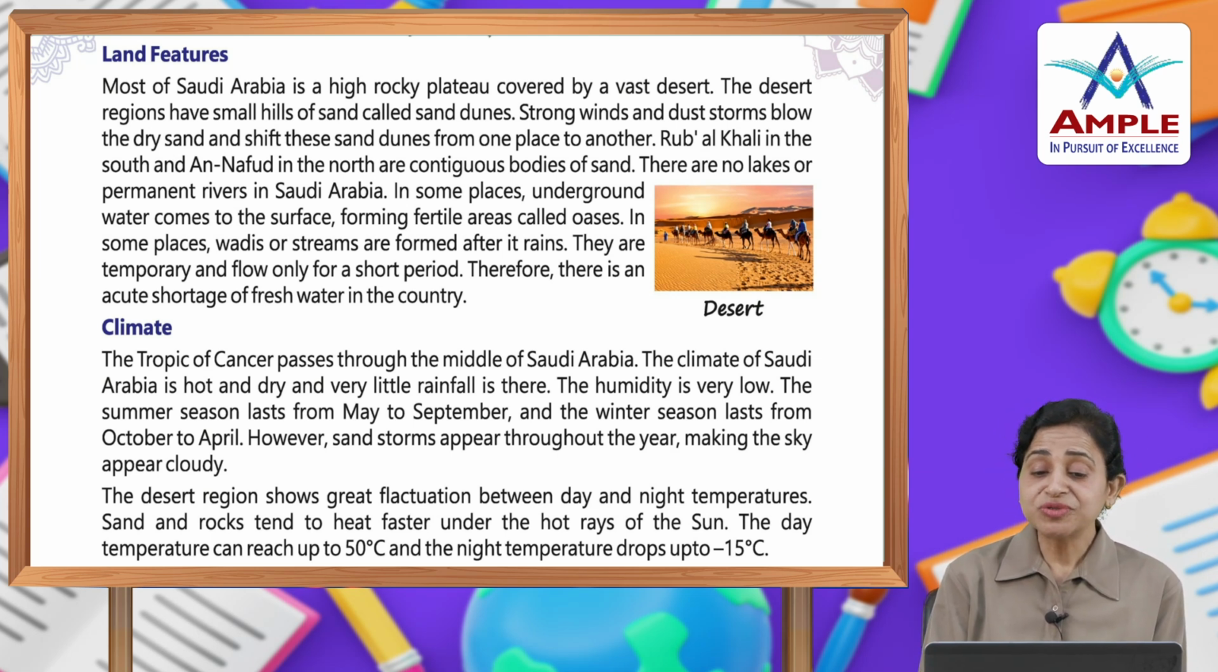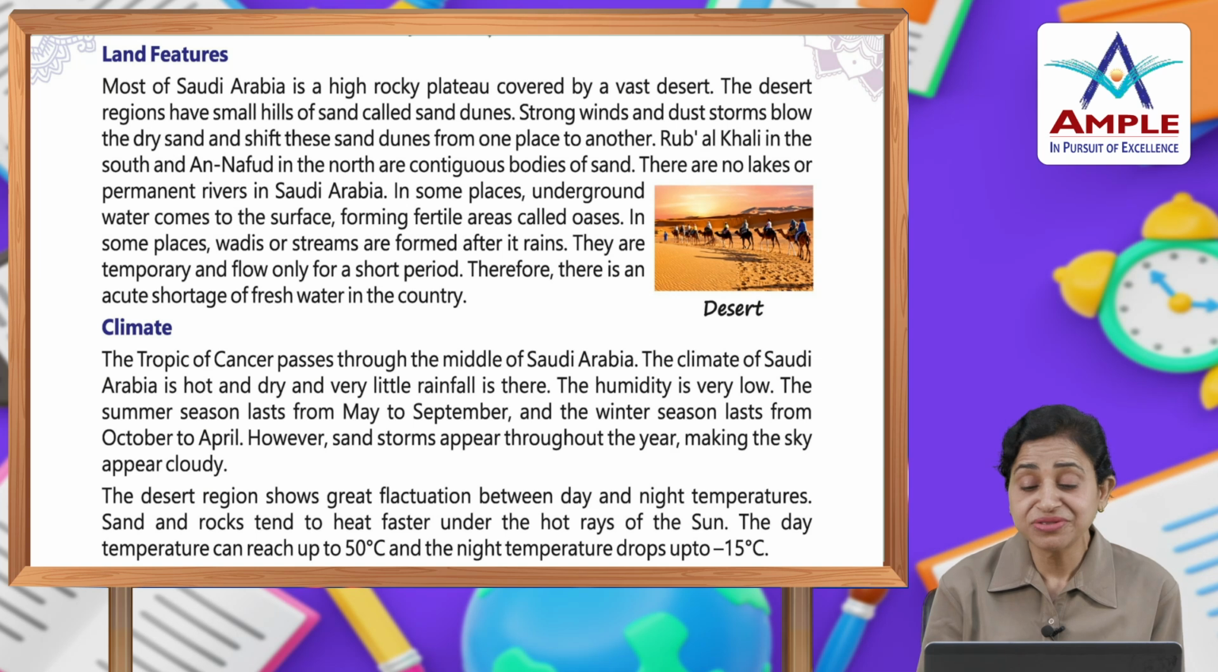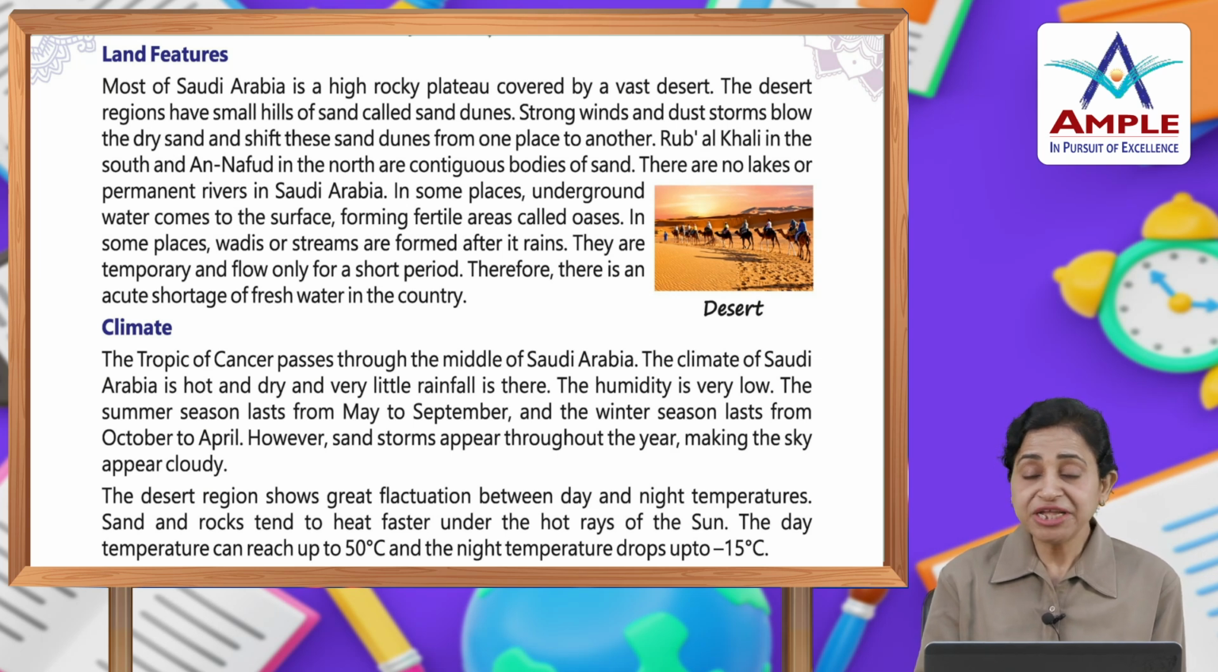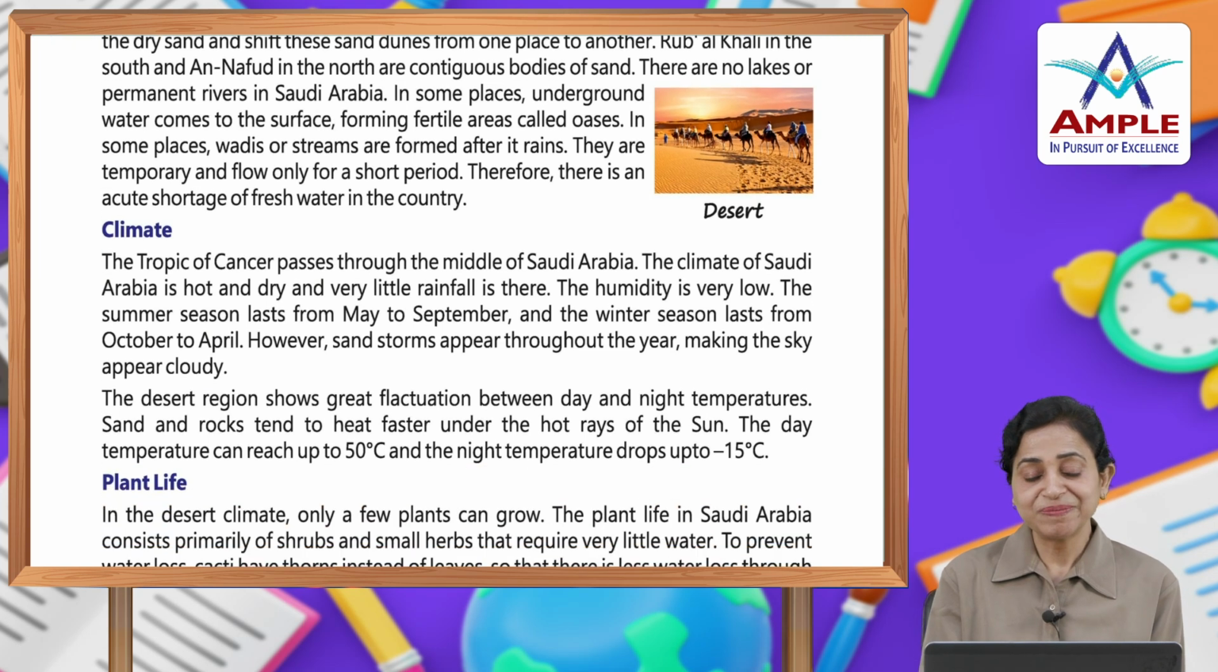However, sandstorms appear throughout the year, making the sky appear cloudy. The desert region shows great fluctuation between day and night temperatures. Sand and rocks tend to heat faster under the hot rays of the sun, and the day temperature can reach up to 50 degrees Celsius and night temperature drops up to -15 degrees Celsius. तो सोचिए, क्योंकि रेत जो है जल्दी गर्म होती है और जल्दी ठंडी होती है, तो सूरज की रोशनी में वो टेम्परेचर 50 डिग्री पे चला जाता है बच्चों, और रात को -15 तक पहुंच जाता है.